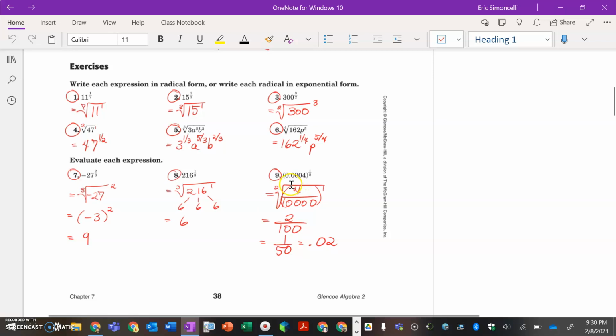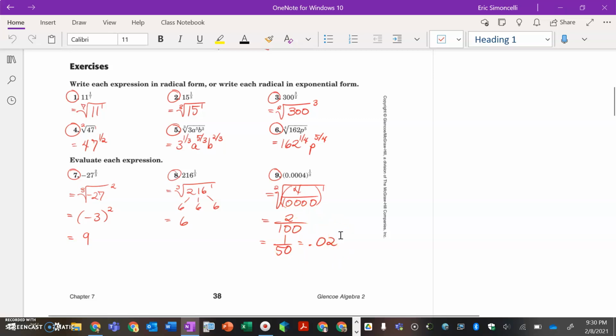Number 9, 0.0004 to the 1/2, or 4 over what? Tenths, hundredths, thousandths, 10,000ths. So 4 10,000ths as a fraction, square rooted, again, because the denominator dictates the index. Exponent of 1 inside the root or outside, it's actually negligible here. The square root of 4, of course, is 2. The square root of 10,000 is 100. This does, in fact, nicely reduce to 1/50th and 0.02, as you see.